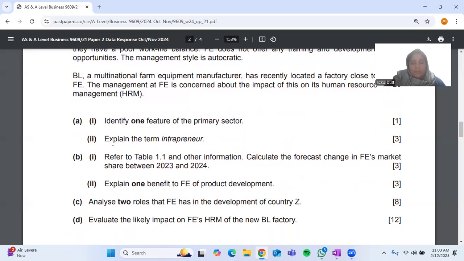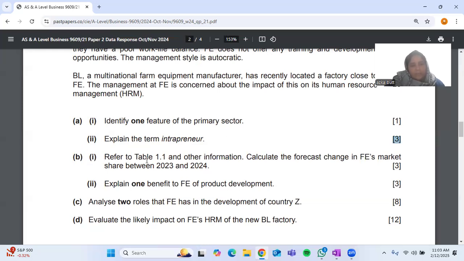And in the second part, explain the term entrepreneur. This is basically a 3 marker question. It means that first of all, you have to define the meaning of this word. And after that, you have to write the application from the case study related to this definition. So you will gain 2 marks for knowledge and 1 mark for application.